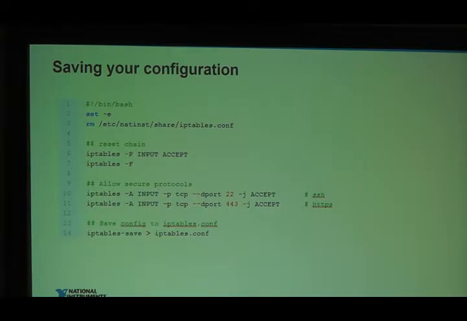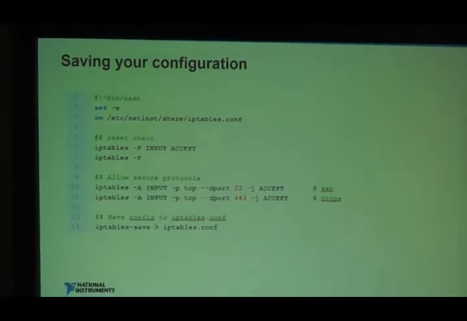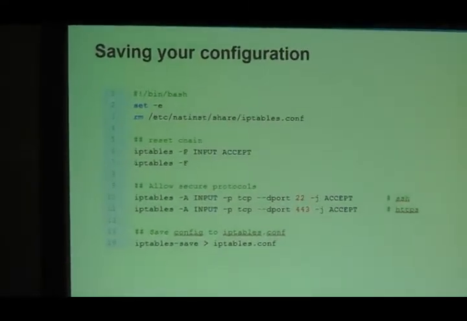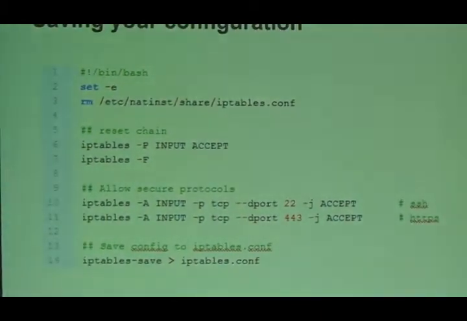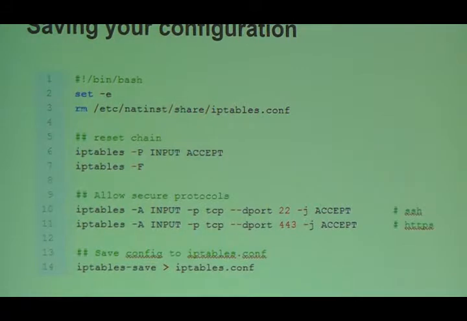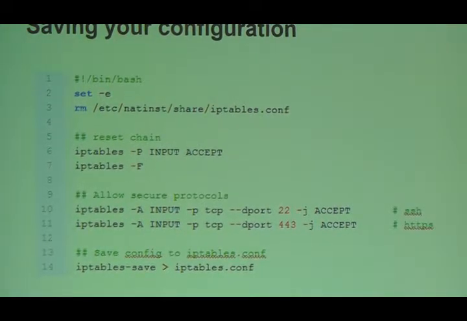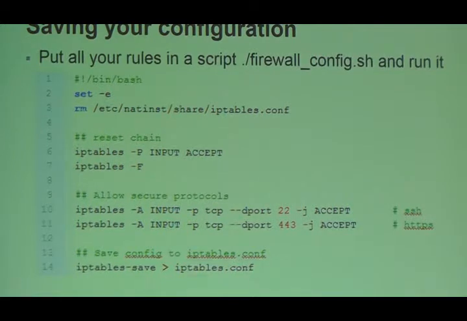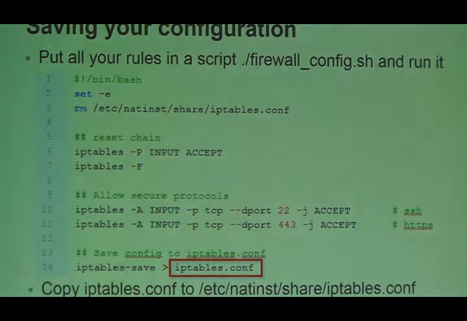To save your Iptables configuration, the easiest thing to do is create a very simple script that basically adds a few rules to Iptables, and then saves it to a config file at the very bottom. And then to apply the Iptables configuration, you just copy the config file to the following location, or you hit the following command and reboot the target.